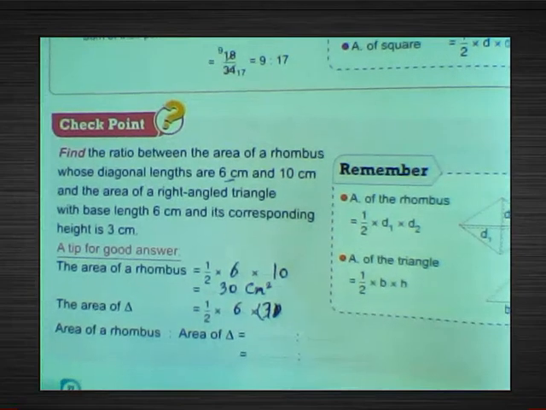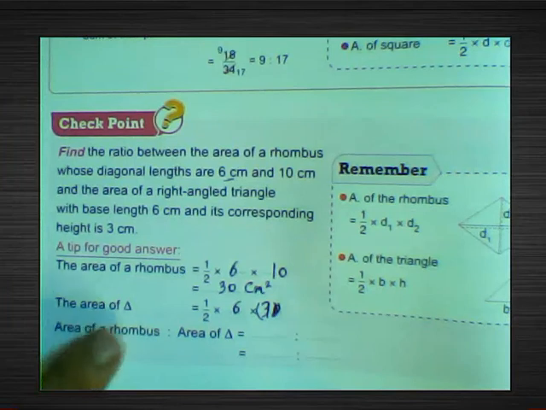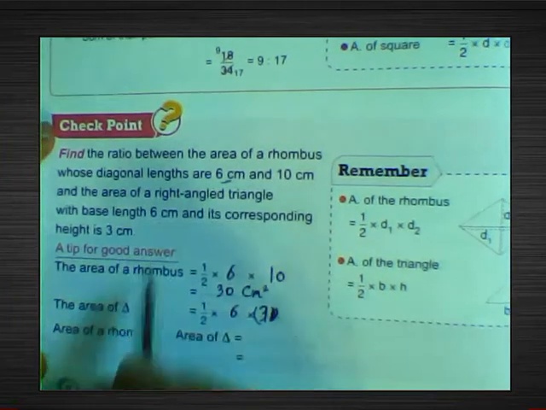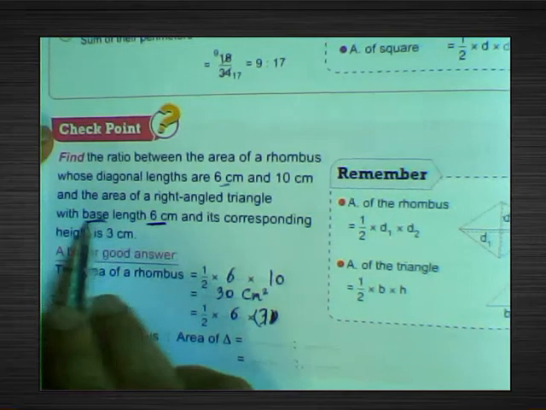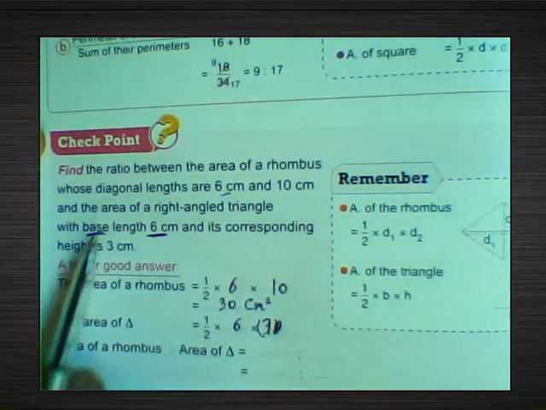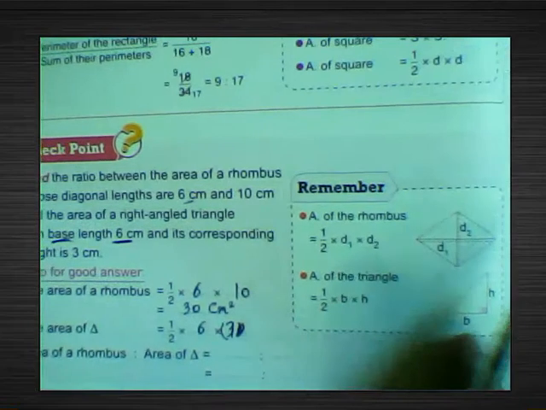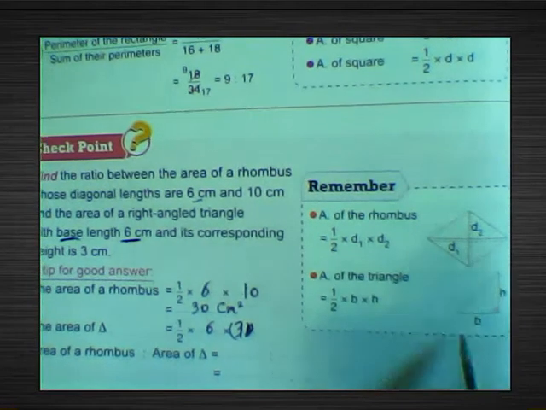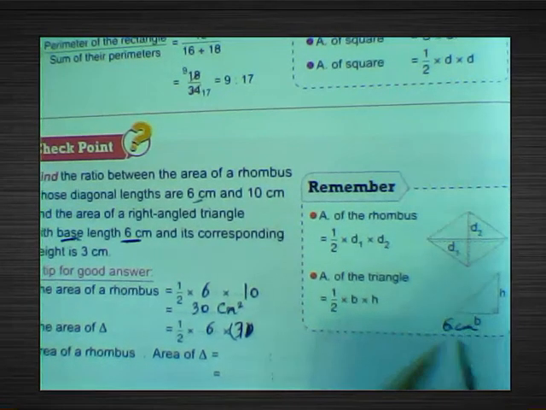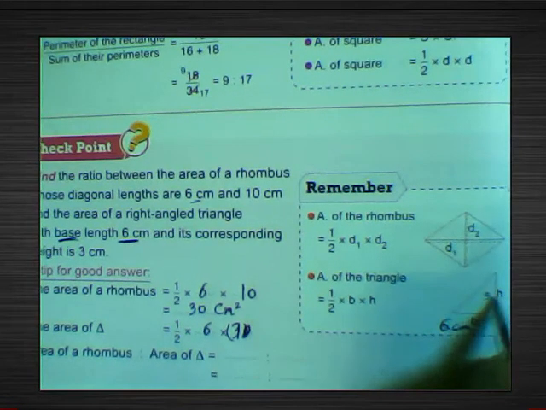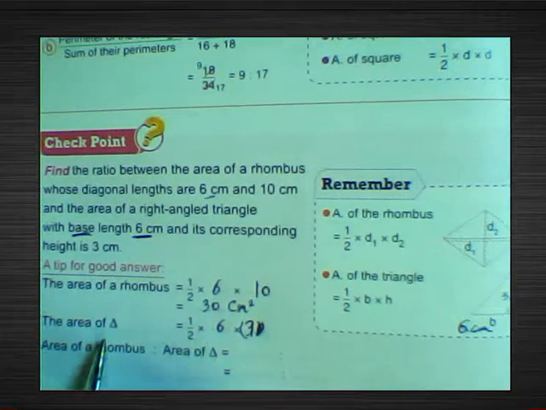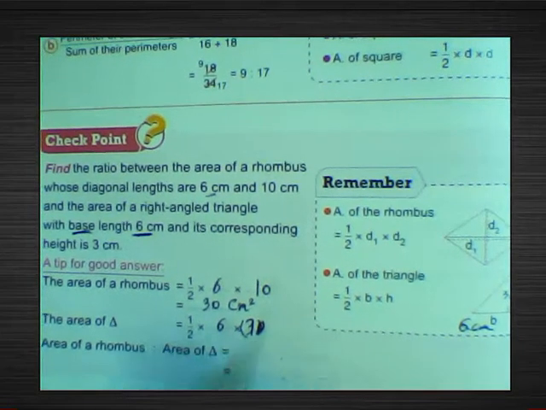Again, the area of a triangle is half times base times height. Look at this example again with me. This triangle here, the base equals 6 cm and the height equals 3 cm. So the area of the triangle is half times 6 times 3.